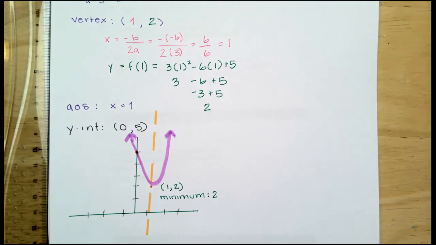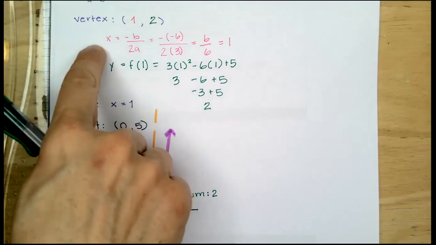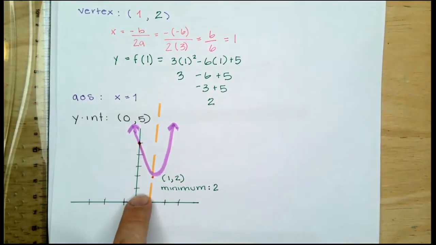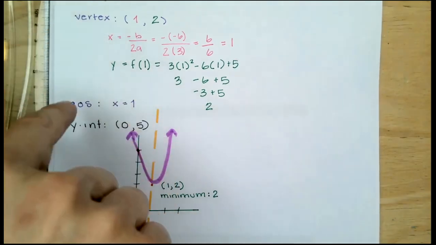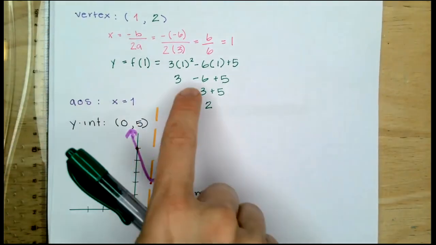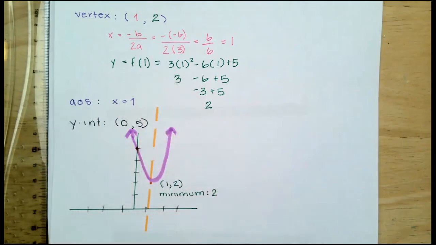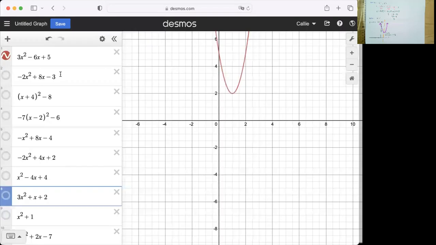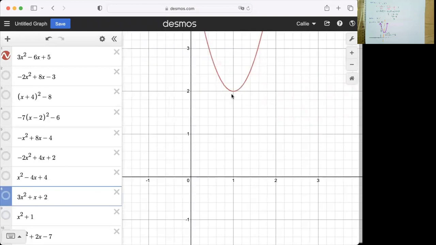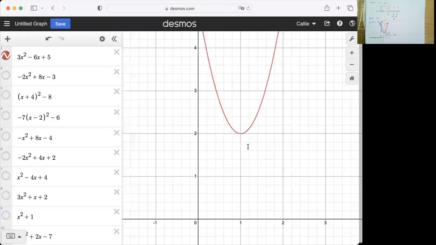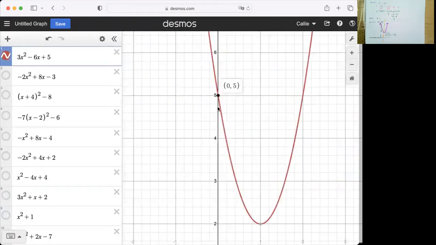Yeah. I think that's all I'm going to do. I'm not going to find the domain and the range yet. We'll do a couple examples with the domain and the range. Right now, we're just doing vertex, axis of symmetry, y-intercept, and then using that information to graph it. We can compare it to Desmos. Is that it? 3x squared minus 6x plus 5. It should give you your vertex, 1, comma 2, and then it should give you your y-intercept 0, 5. So that looks good.